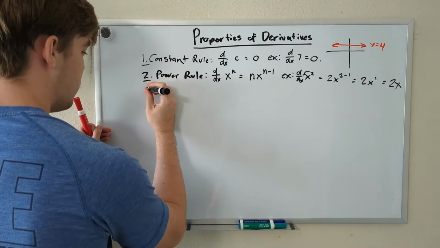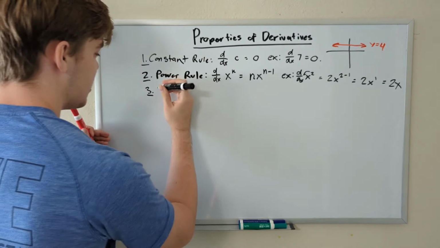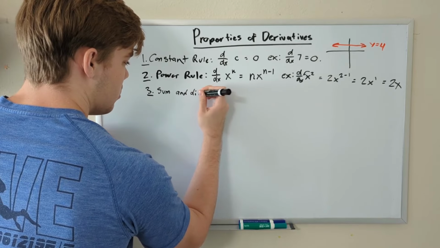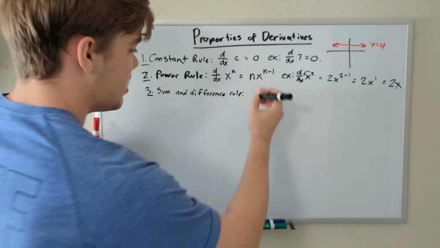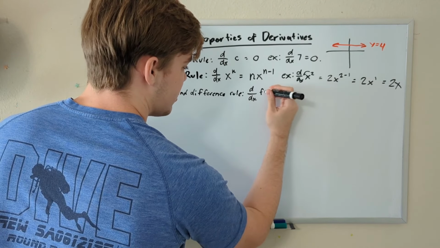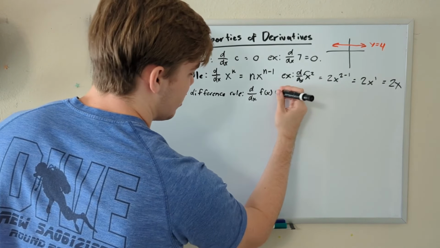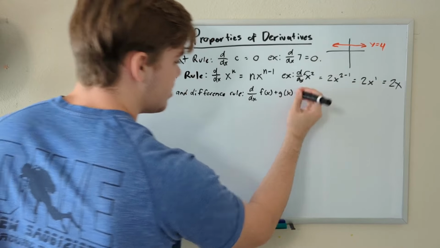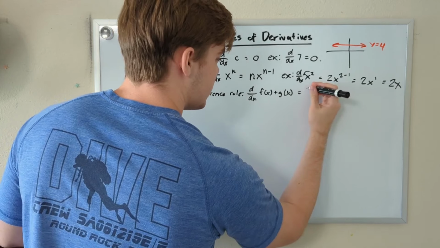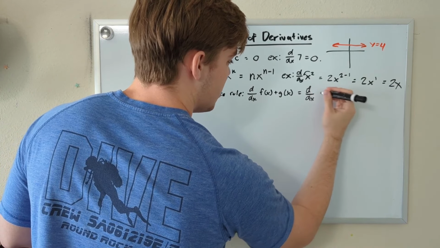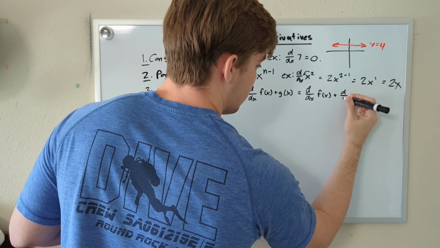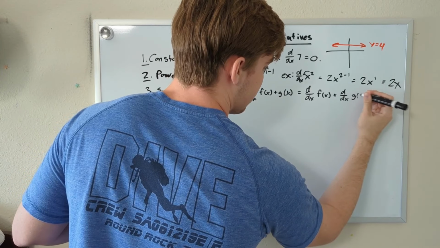The third rule is actually 2 rules, but they're basically the same thing: the sum and difference rule. The sum and difference rule states that the derivative, d over dx, of f of x, or whatever variable is in here, plus another function, g of x, just 2 different functions being added together, is the same thing as the derivative, d over dx, of f of x, plus the derivative of g of x, the other function.